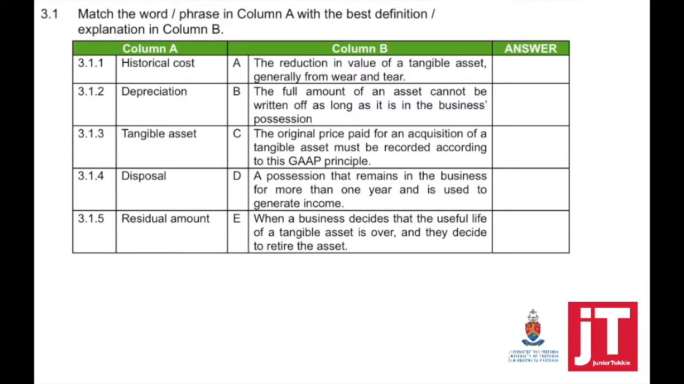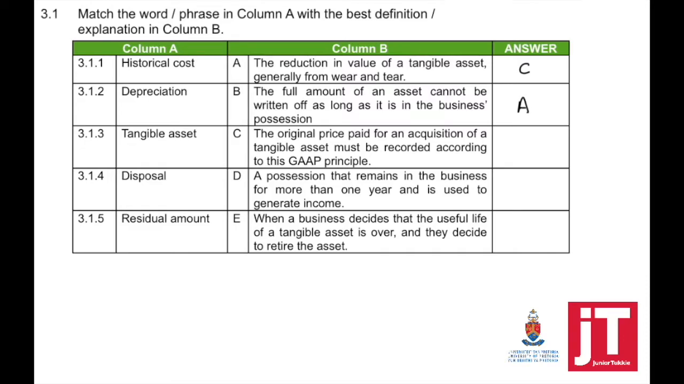We are going to start by completing the first question, where we need to match the word or phrase in column A with the best definition or explanation in column B. Always make sure that you know your theory. Know that the GAAP principles are applied in this topic. Historical cost is number C, the original price paid for an acquisition of a tangible asset, which must be recorded according to this GAAP principle. It means that we always need to show the original price.